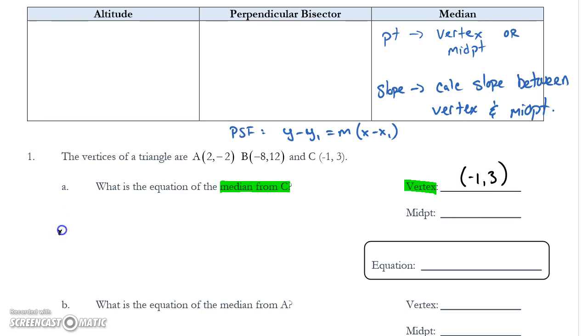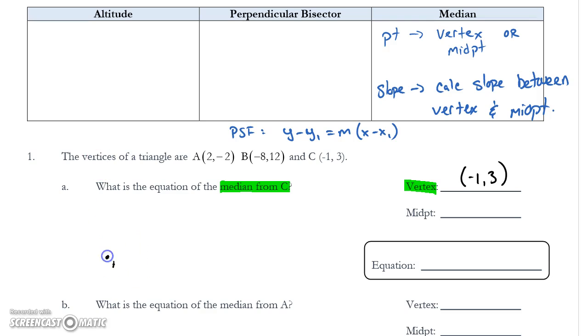If I just kind of look at what this triangle would maybe appear to be, if I assume this is 0, 0, then A would be at 2, -2. There's my A. B would be at -8, +12, so it's going to be all the way up here somewhere. At -8, +12, and C would be at -1, +3. So this is actually going to look very strange. Where my triangle would really look something like this.